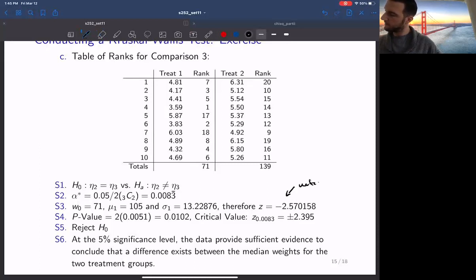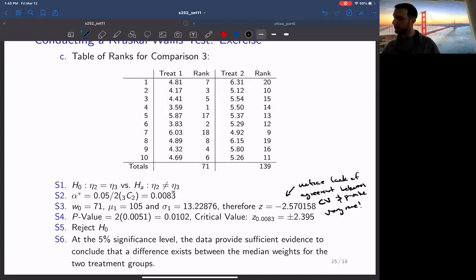Okay, notice the disagreement between CV and p-value. Very rare. Wow. Okay, so in this situation, we can see from the critical value approach that we're definitely within that lower rejection region, so that would imply rejection. But the p-value is technically larger than alpha star, so that would imply that we do not reject. Very interesting.